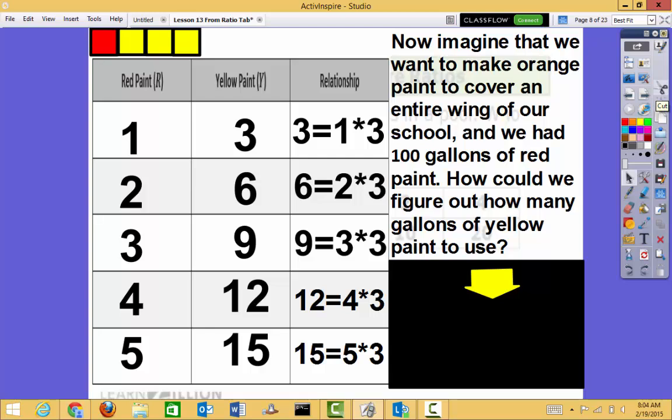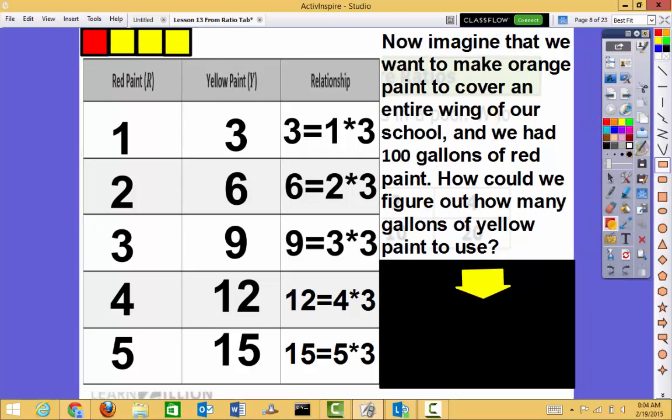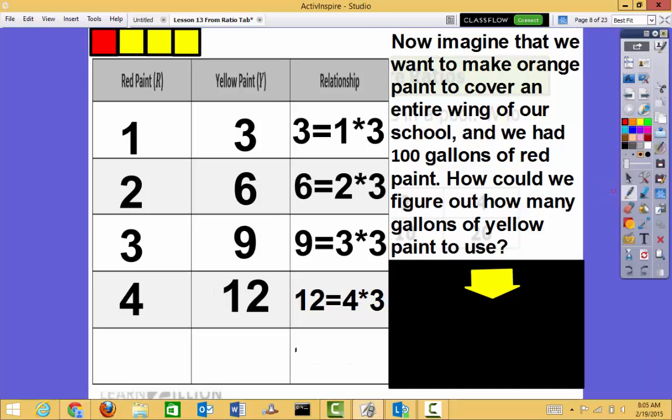Okay, now imagine that we want to make orange paint to cover an entire wing of our school, and we have 100 gallons of red paint. How can we figure out how many gallons of yellow paint to use? Well, what that's saying is, I have something. I'm just going to cover up this part, just so we have an empty row to work on. So it's saying, how much red do I have? Well, I have 100, and I need to figure out how much yellow I have. Well, my table doesn't go that far, and I probably don't want to go 5, 6, 7, 8, 9, all the way to 100. So what do I do?